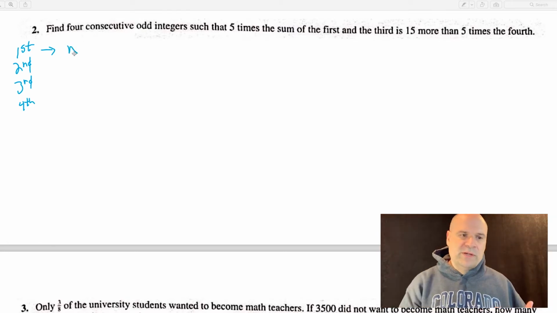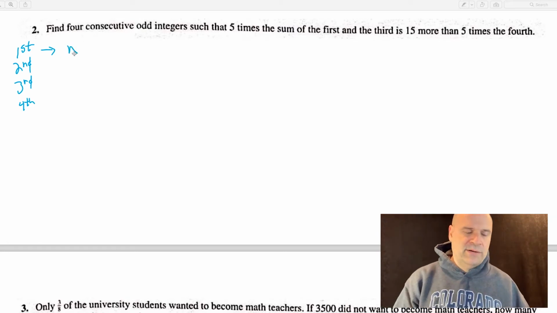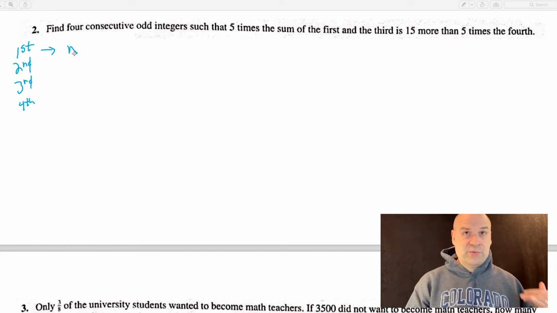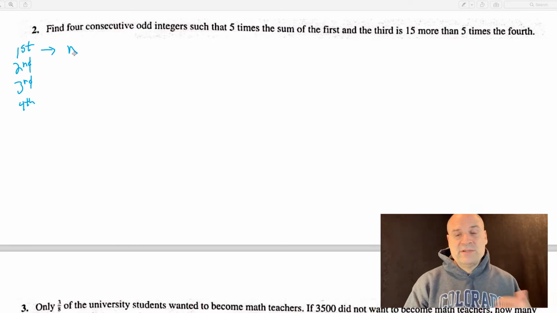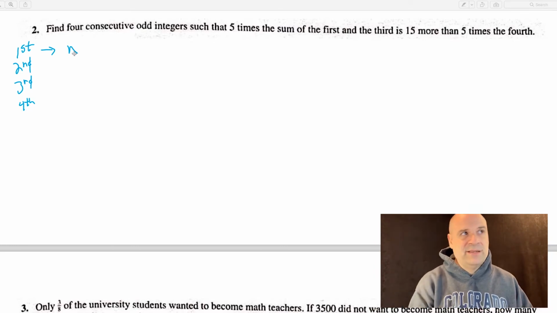How do you get from the first odd integer to the next odd integer? In between 3 and 5 is just 2. In between 5 and 7, it's just 2. In between 7 and 9. So you're just adding 2 to get to the next odd integer.